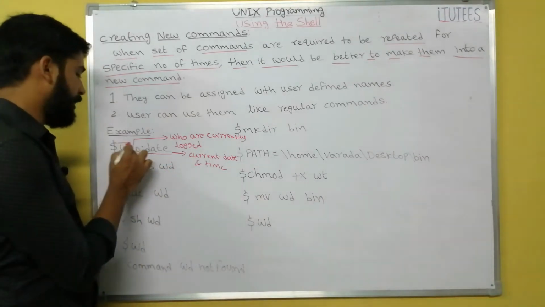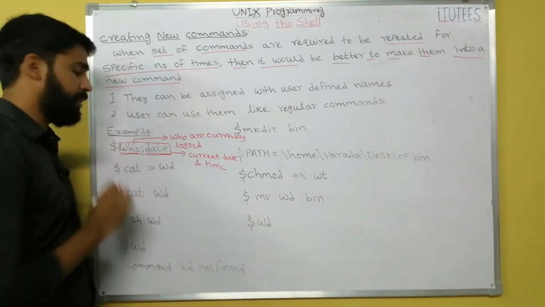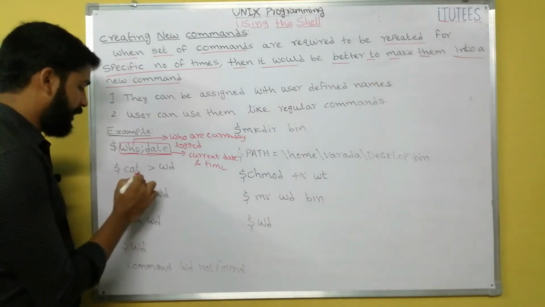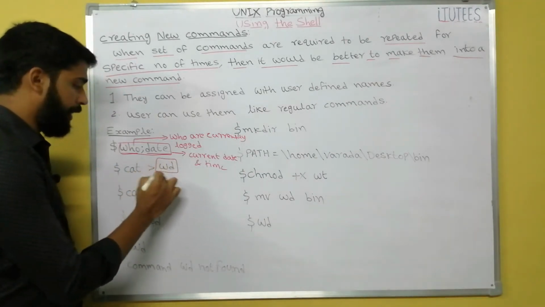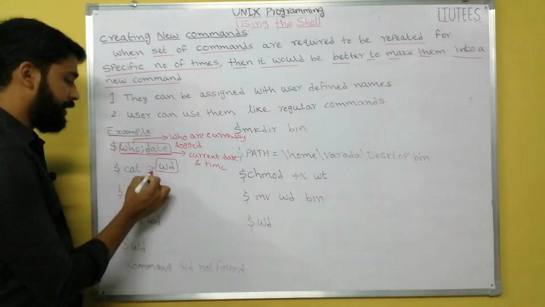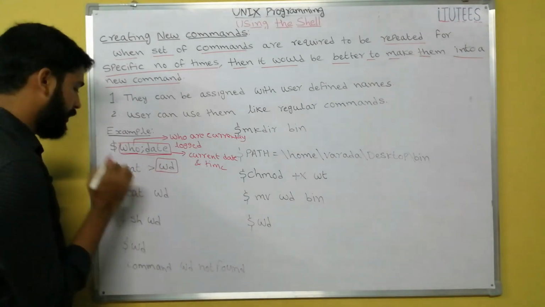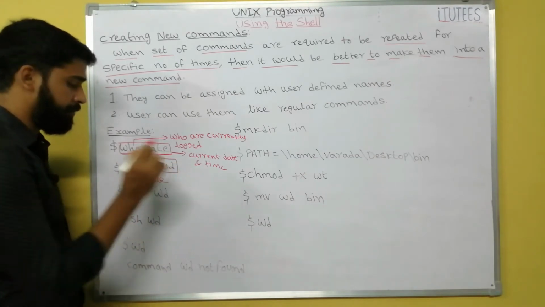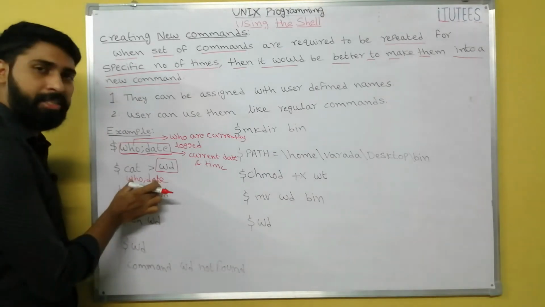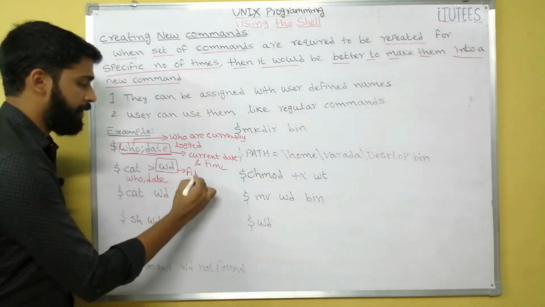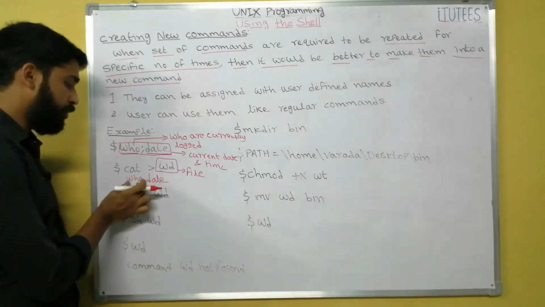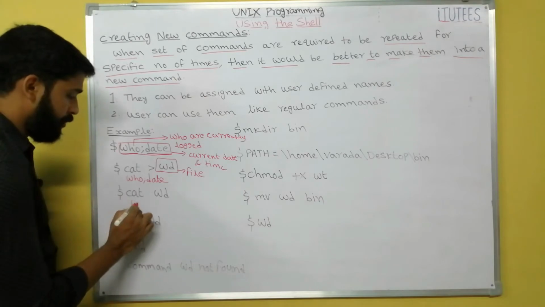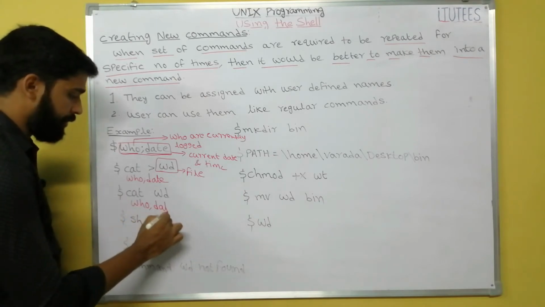Now I combine these two commands and give them one user-defined name. That is the first step. I create one command wd: cat, redirection operator, wd. In this I write who semicolon date. Now these two commands are stored in a file. The file name is wd. Now if I print cat wd, then it prints who semicolon date.